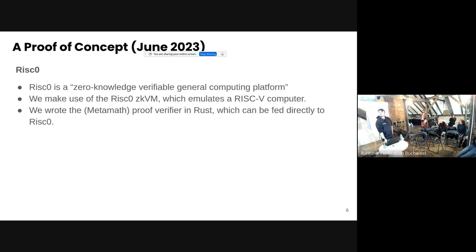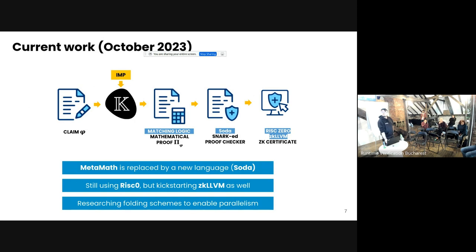A couple of words about Risc Zero. Risc Zero is a zkVM which emulates a RISC-V computer, so it emulates a RISC-V set of instructions. And the verifier was written in Rust. So I basically went over this already.